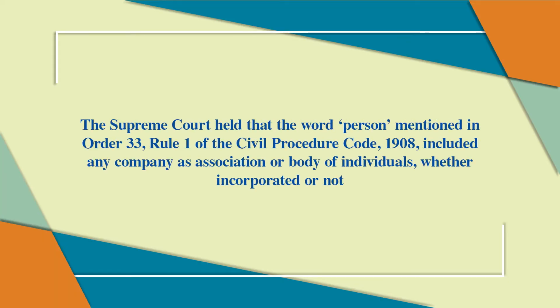The appellant in this case had objected to the contention of the company, which had sought permission to sue as an indigent person. The point of contention was that the appellant, being a public limited company, was not a person within the purview of Order 33, Rule 1 of the Code of Civil Procedure, and the person referred to only a natural person and not to other juristic persons. The Supreme Court held that the word person mentioned in Order 33, Rule 1 of the Civil Procedure Code included any company as association or body of individuals, whether incorporated or not.